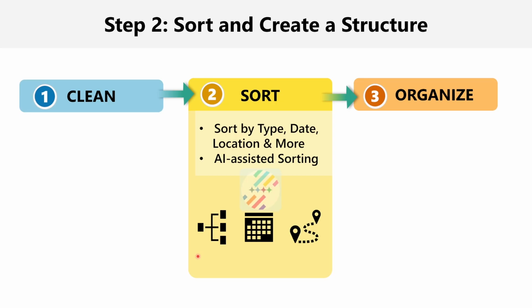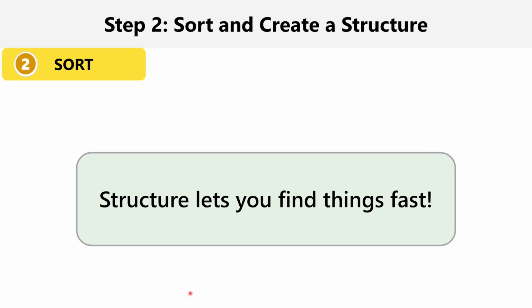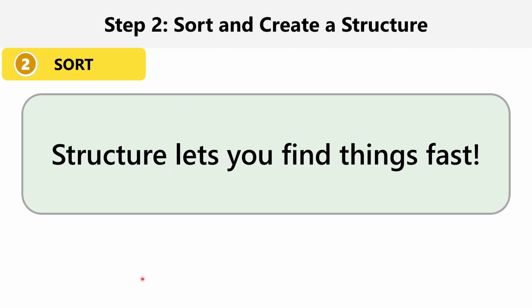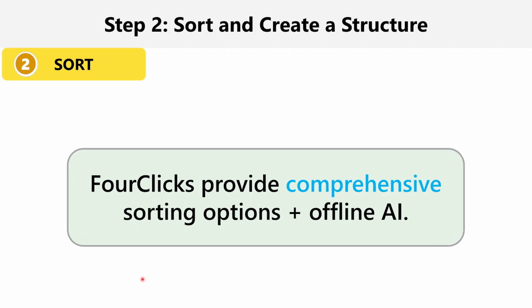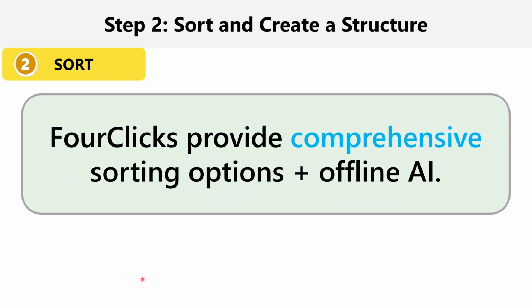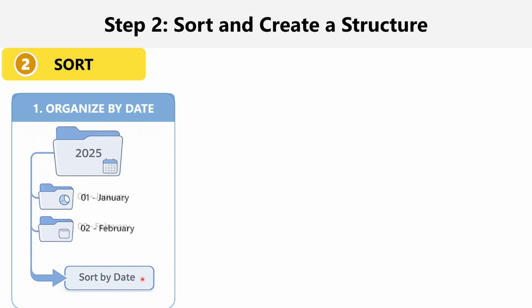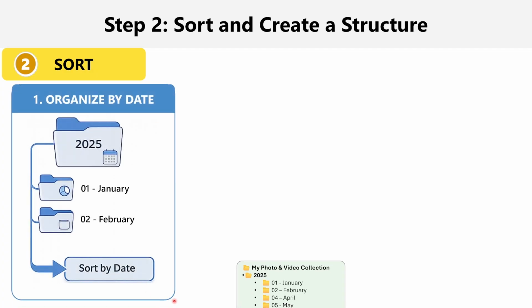Step 2. Sort and create a structure. Now that everything is clean, Step 2 is about structure, because structure is what lets you find things fast. Let me walk you through three popular options that work for most people and show how FourClicks can build them for you automatically. Structure number 1 is organize by date.